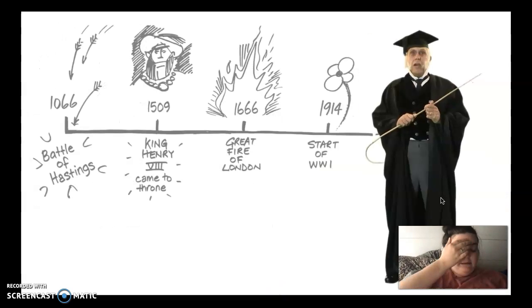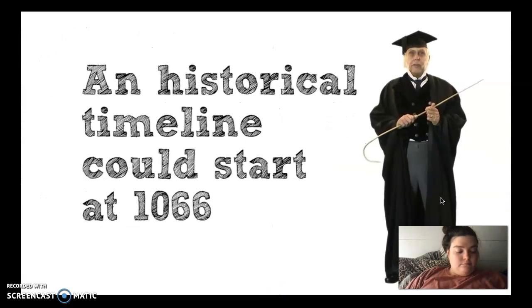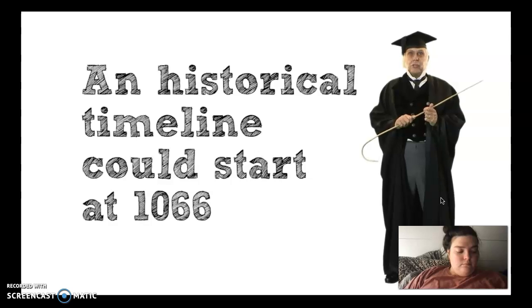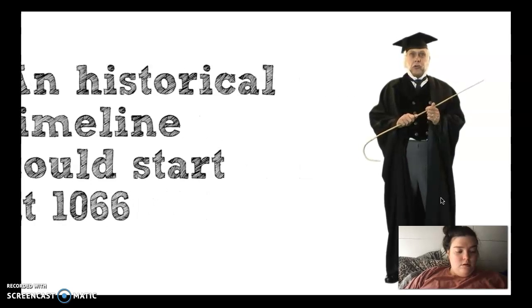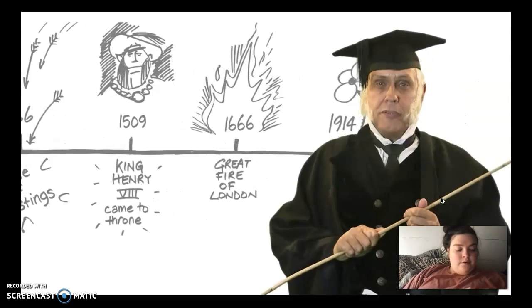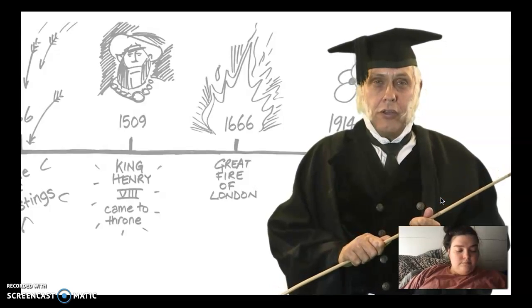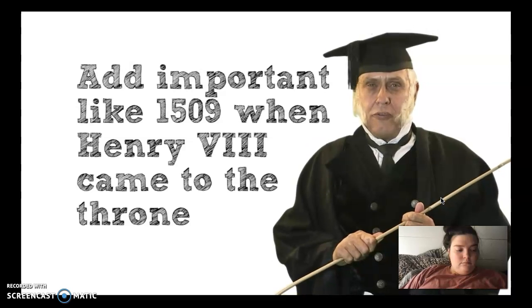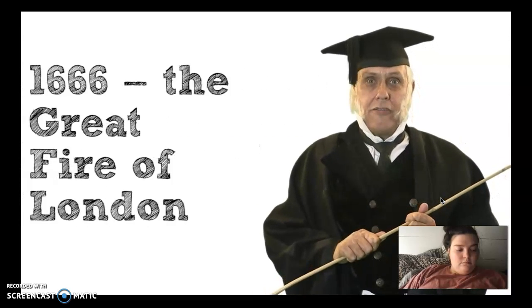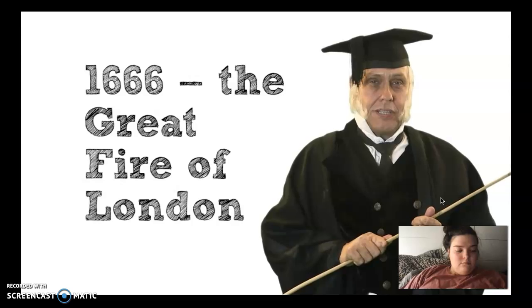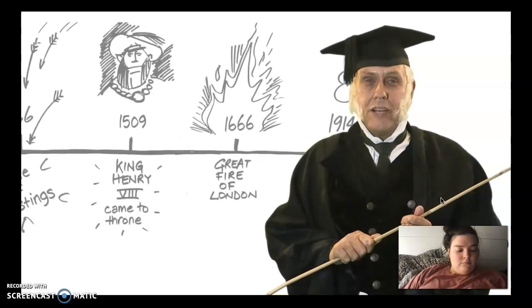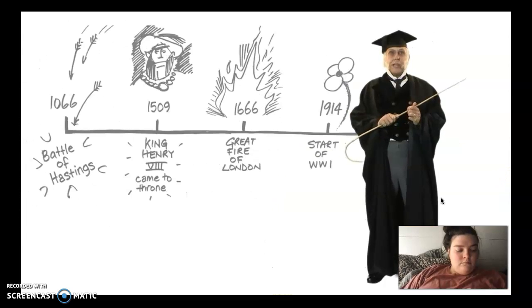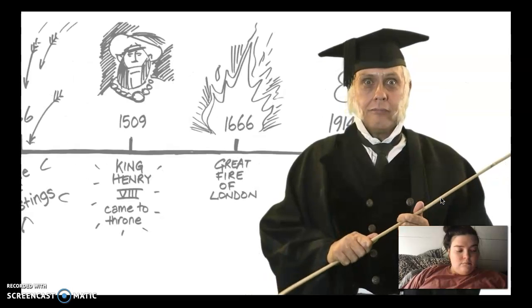If you were making a historical timeline, it might begin at a time in history such as 1066, the year of the Norman invasion, and go up to the present day. Along this line, you might add events such as the year Henry VIII came to the throne, which was 1509, or the Great Fire of London, which was 1666. Timelines are a really great way of helping you understand what happened and when.